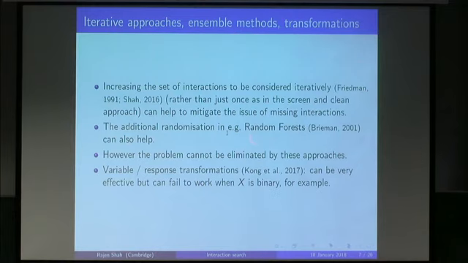There's also some very nice work by Ying Fan and Jinji and co-authors, looking at transformations of the response and transformations of the design matrix, and then you can sometimes pick up interactions that way. And this can be very effective, though its effectiveness will depend a bit on the distributions of the response and the design matrix. So in the case when x is binary, as we saw here, this is not going to work so well.